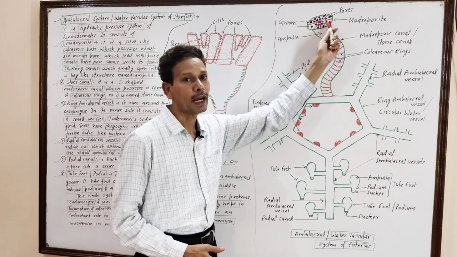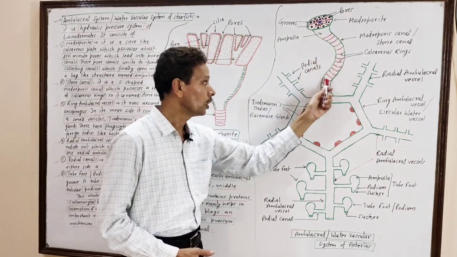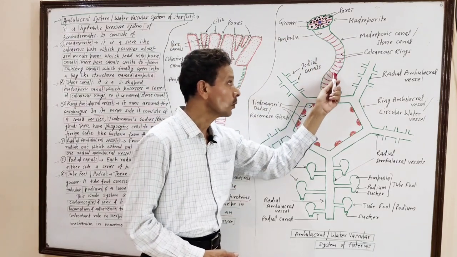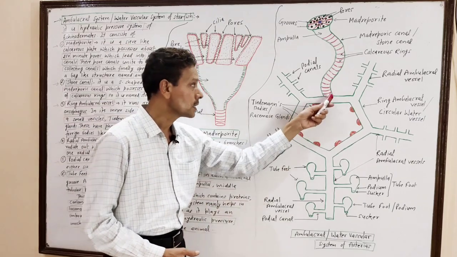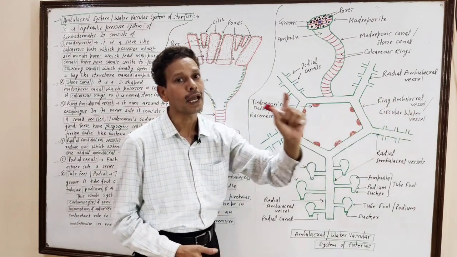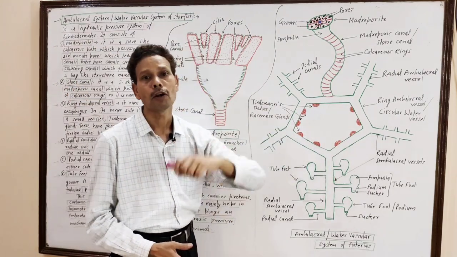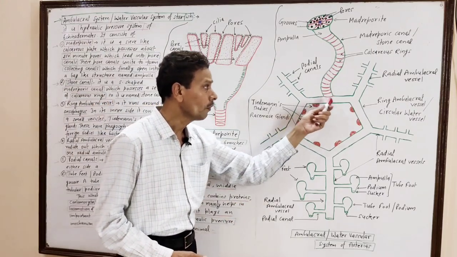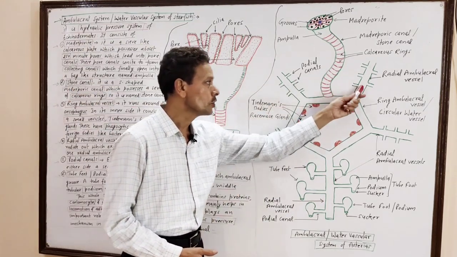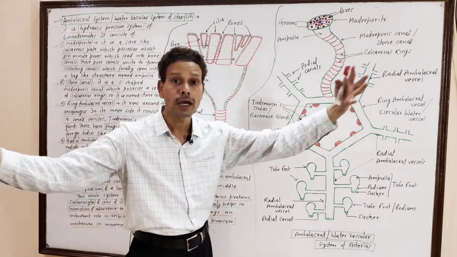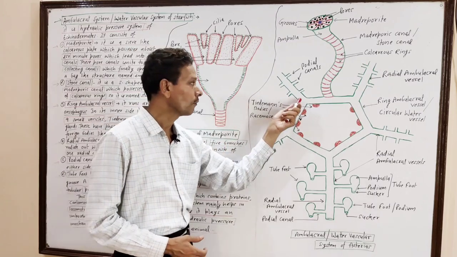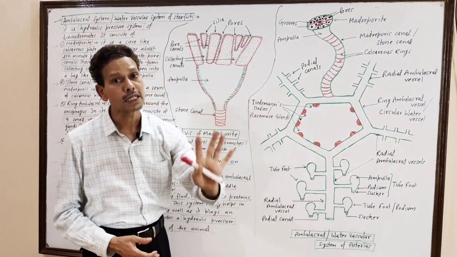Dear students, the first part is madreporite, and madreporite leads through this ampulla into an S-shaped madreporic canal or stone canal. No doubt, in this stone canal calcareous rings are there, and this stone canal opens into this central circular water vessel, or ring ambulacral vessel, that lies in the central part of the body around the esophagus. From this ring ambulacral vessel, 1, 2, 3, 4, 5 radial ambulacral vessels radiate out. In each arm of starfish, one radial ambulacral vessel is present.